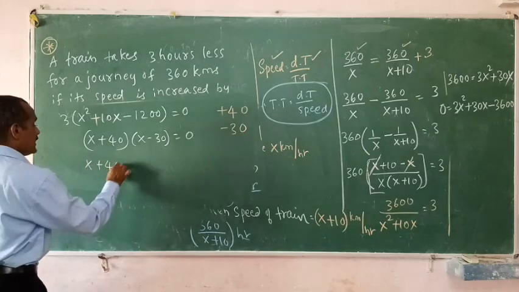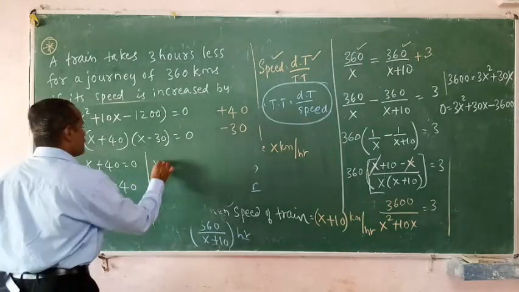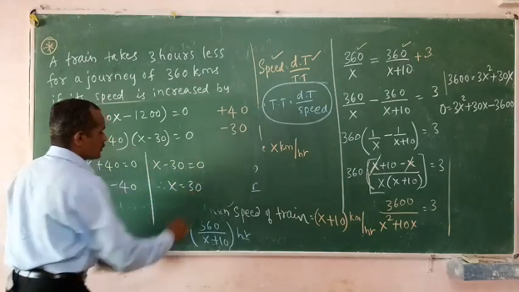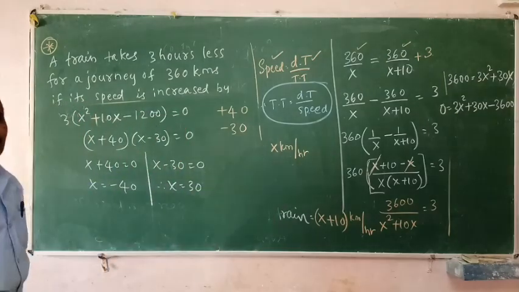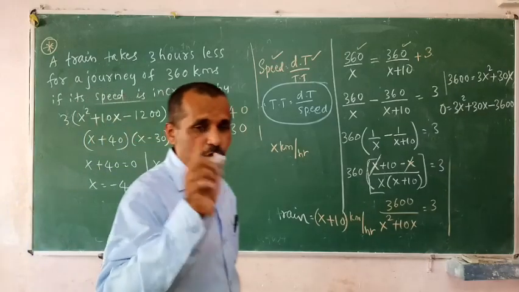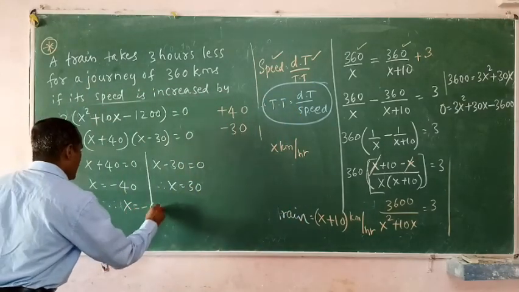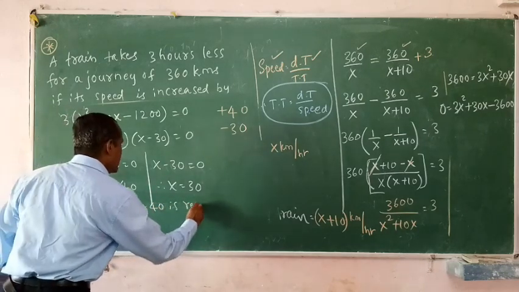Come on. x plus 40 is equal to 0, x is equal to minus 40. x minus 30 is equal to 0, therefore x is equal to 30. My dear children, what is x? The usual speed of the train. The speed cannot be negative. I can say therefore x is equal to minus 40, not required. x is equal to minus 40 is rejected.